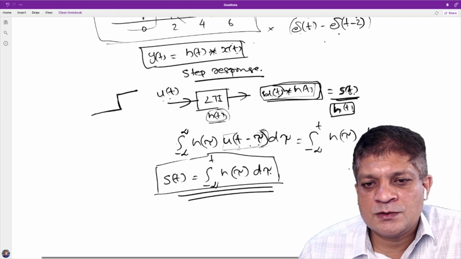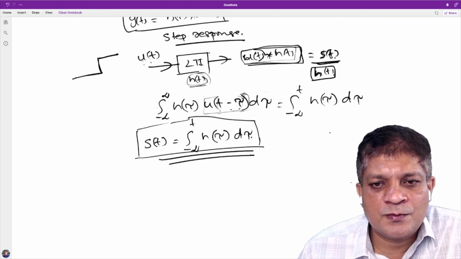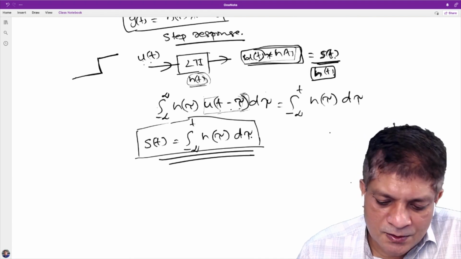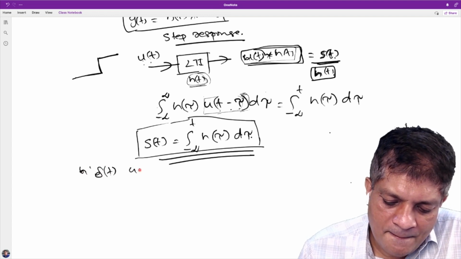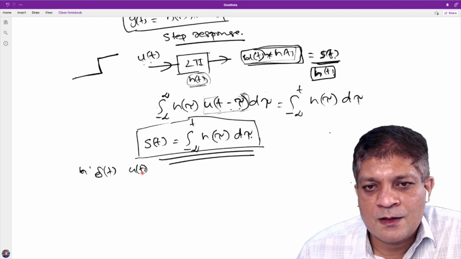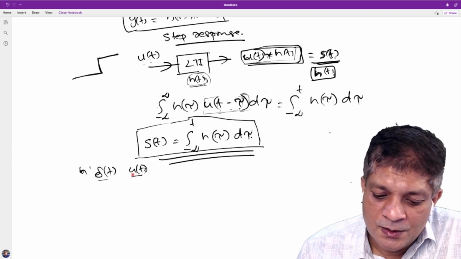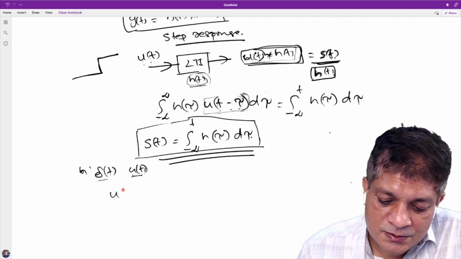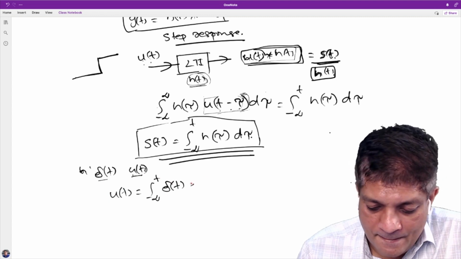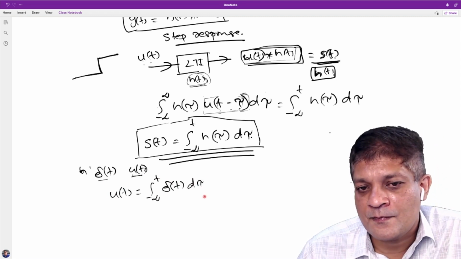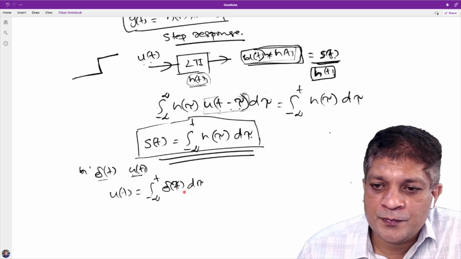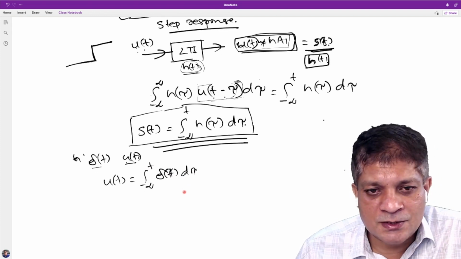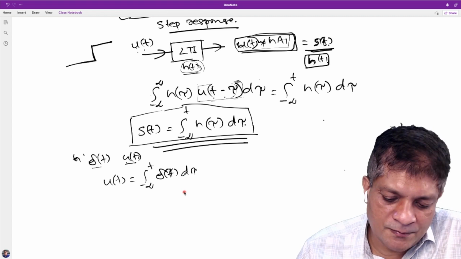And this we can also prove from the properties of linear time invariant systems, isn't it? What is the relation between delta(t) and u(t)? u(t) is equal to the integration from minus infinity to t of delta(tau) d tau.